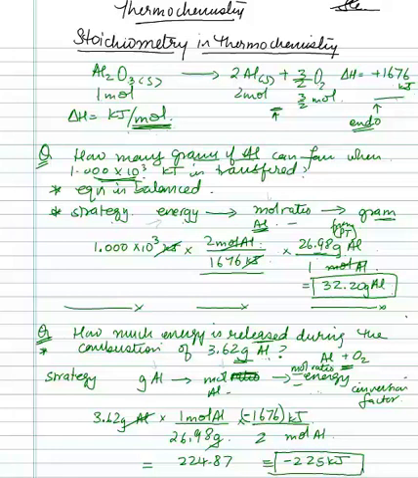So try to keep it simple. If the energy is given to you, then you go for the mole ratio first in order to get the moles, and then from moles you go to grams. If the grams are given to you, then from grams you go to moles first and then use the conversion factor. So keep it simple, and just make sure your equation is balanced.